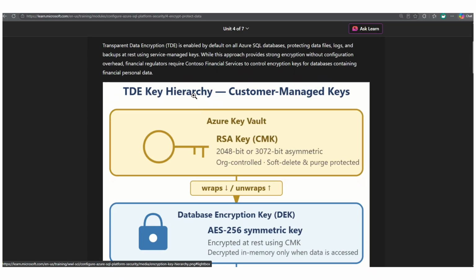So the TDE key should be, in this case, managed by the company. It's a requirement, and a lot of these standards, like ISO 27001 and NIST, require that the customer manage this kind of keys. Okay, and so if you have Azure Key Vault, this would be an RSA key, a CMK, a 3072-bit asymmetric key, and it's controlled by the organization. Okay, and they should be soft delete and purge protected. Important there too.